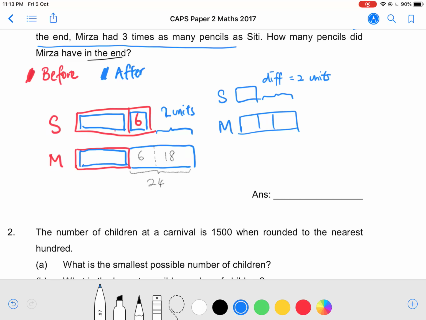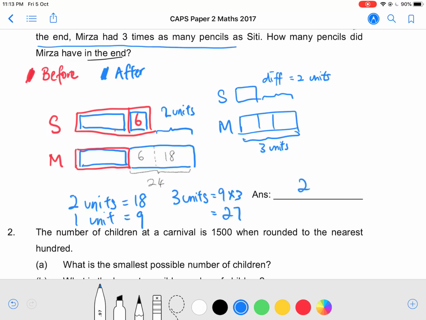Alright, with a very clear model drawn, you now know that 2 units is equal to 18. 1 unit is equal to 9. How many pencils did Mirza have in the end? So Mirza actually has got how many units? 3 units. That's in the end, right? So 3 units would be 9 times 3, which is 27, as your answer.